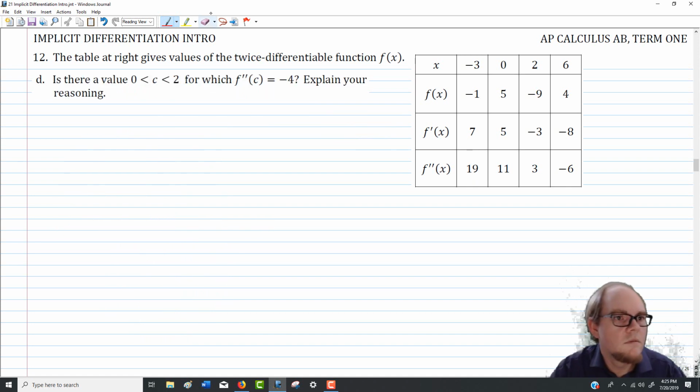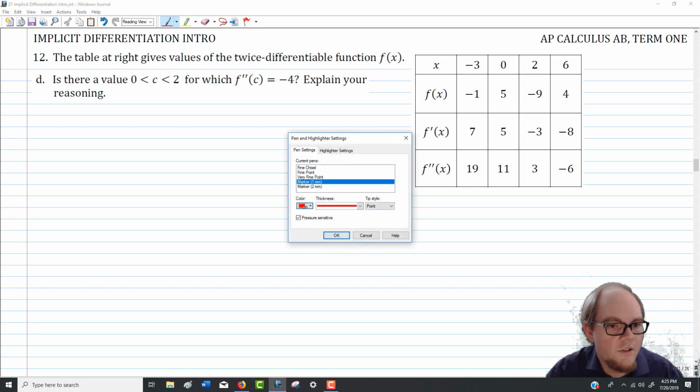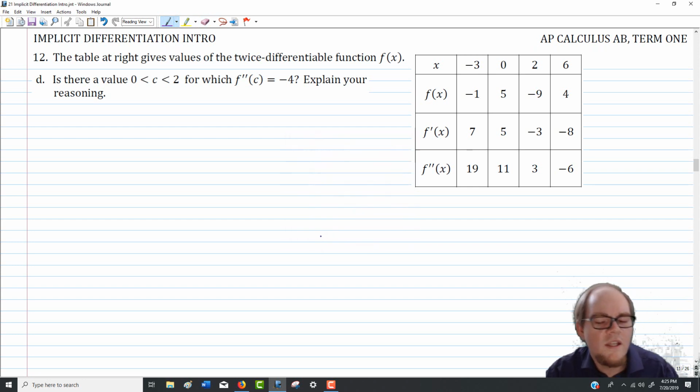Okay, 12D. 12D, a familiar challenge here. So in this one, this is one of those questions that doesn't necessarily telegraph itself very well. It asks you if there is a value between 0 and 2 for which f double prime of c equals negative 4. So in looking here, we're talking about f double prime on the interval from 0 to 2.